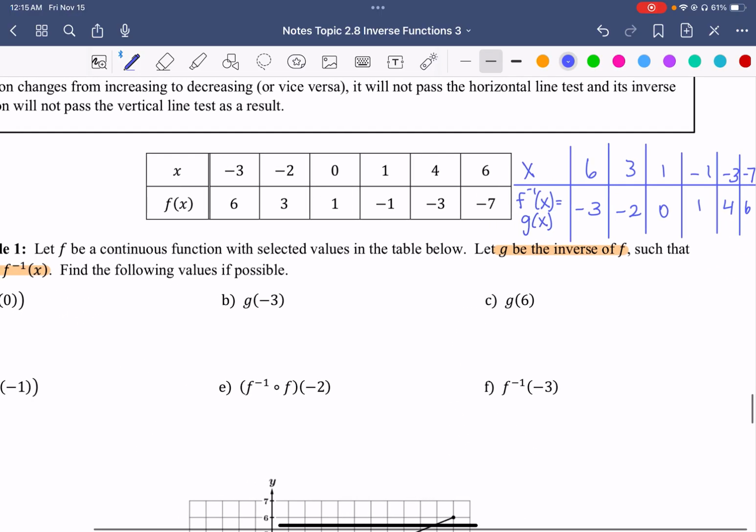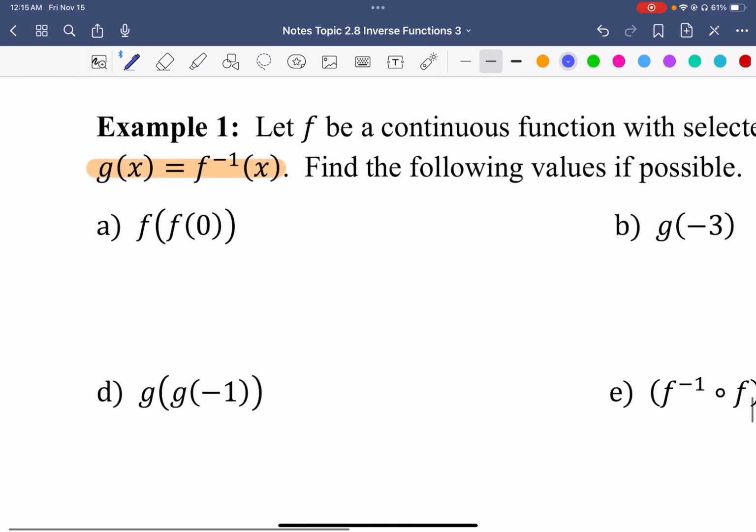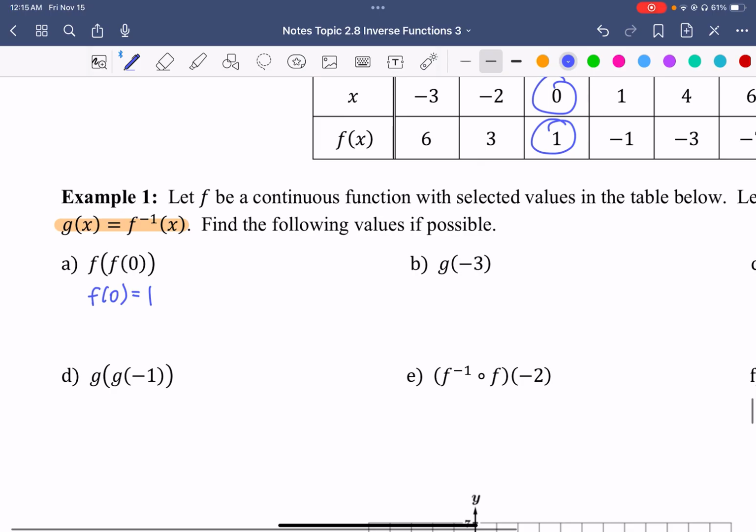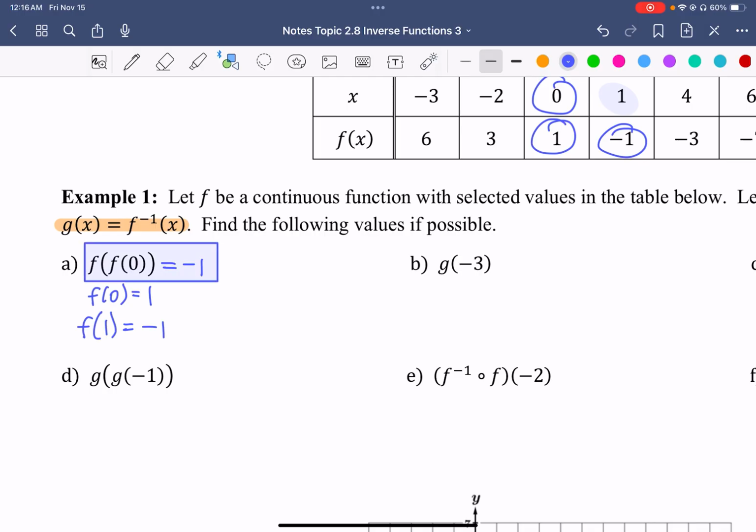Okay. So let's start with letter A, f of f of 0. This is exactly like what we did in 2.7. So you first do the inside. The table for f is here. We're evaluating when x equals 0, which is here, and that value is 1. So f of 0 is 1. I now need to do it again because it was f of f. So I'm going to put f of 1. And I'm going to go to the table of f, and when x equals 1, y equals negative 1. So this whole thing is equal to negative 1.